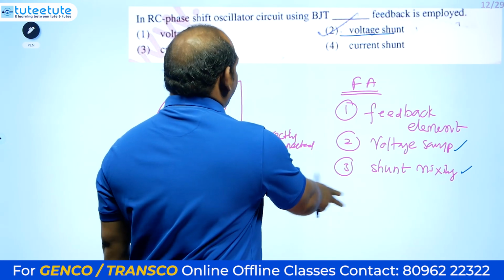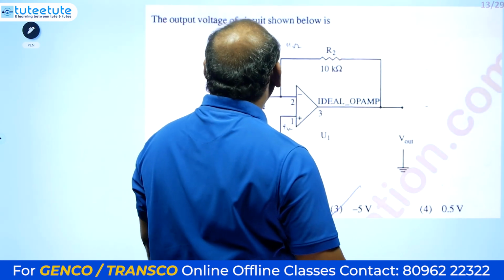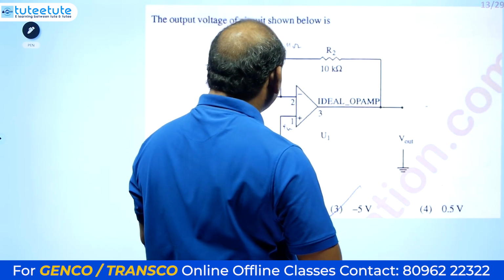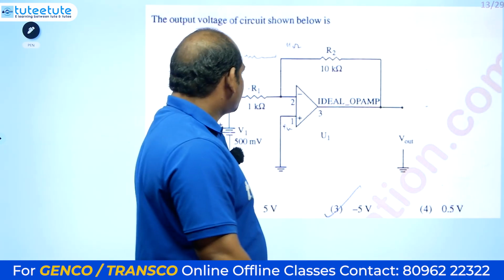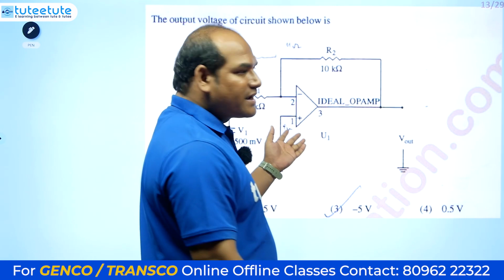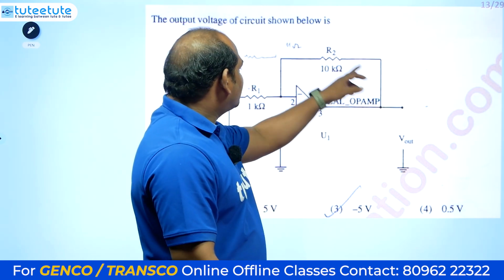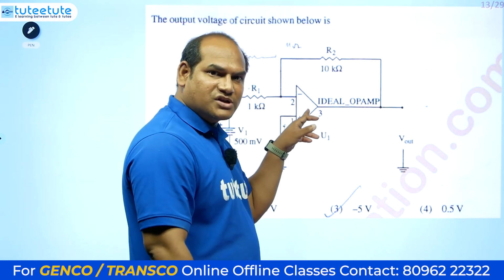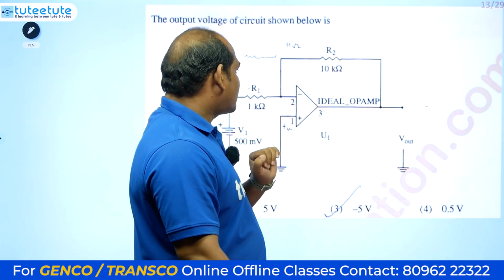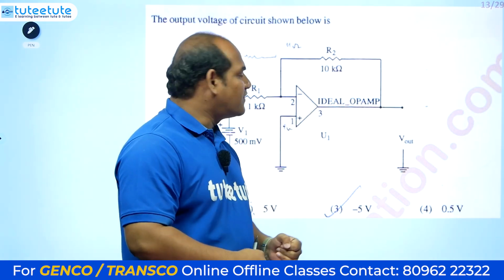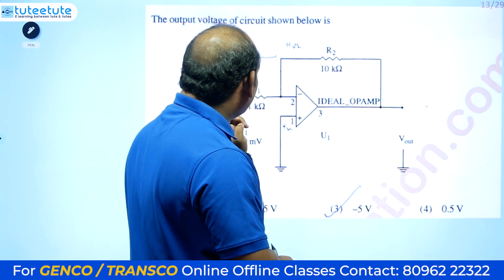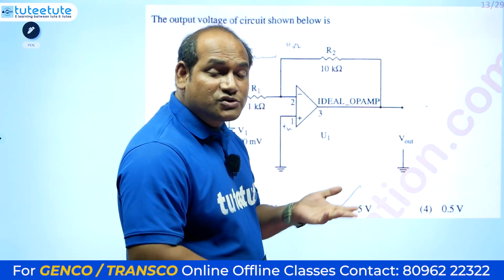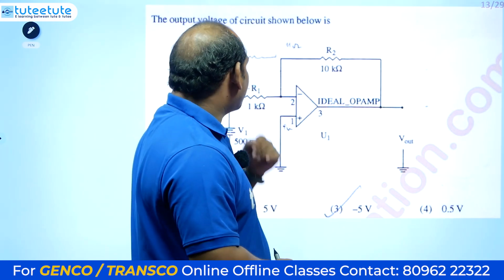Okay. Next one. The output voltage of the circuit shown below is, the question is based on the operational amplifier. If you see the question, negative feedback is there. The output is connected to the inverting terminal of the operational amplifier, so it is negative feedback, so it can work as an amplifier. The non-inverting terminal is directly grounded. So we can apply the virtual ground concept because negative feedback is there.